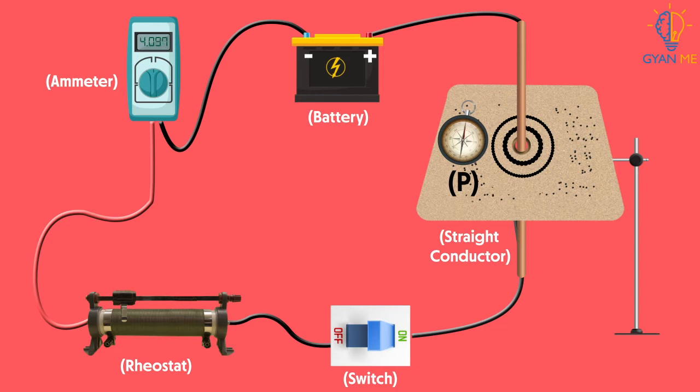Now adjust the rheostat such that the amount of current increases in the conductor. You will observe that the deflection of the needle increases. So we can say that the strength of magnetic field decreases when the current decreases, and the strength of magnetic field increases when the current increases.